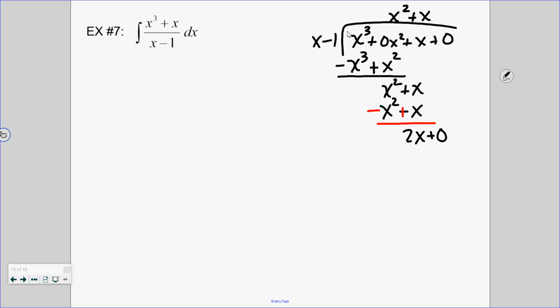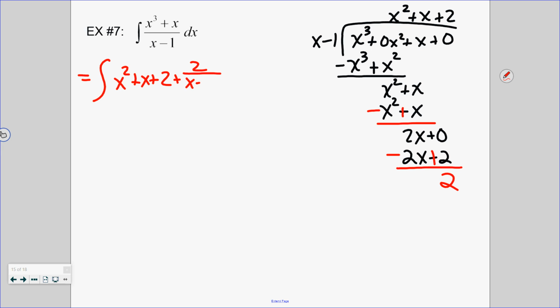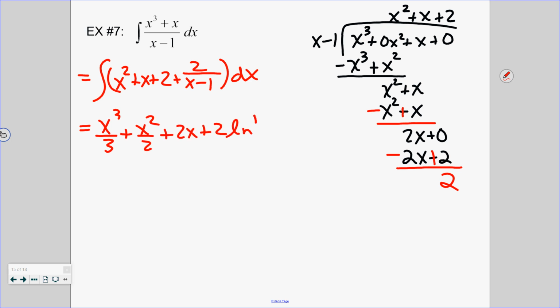X times what is 2x? That would be 2. So 2 times x is 2x. 2 times -1 is minus 2. Draw the line, change the signs, add, and you get a remainder of 2. So that means that this integral is actually equal to the quotient plus the remainder over the divisor. And then again, super easy: x cubed over 3 plus x squared over 2 plus 2x plus 2 ln of x minus 1 plus c.